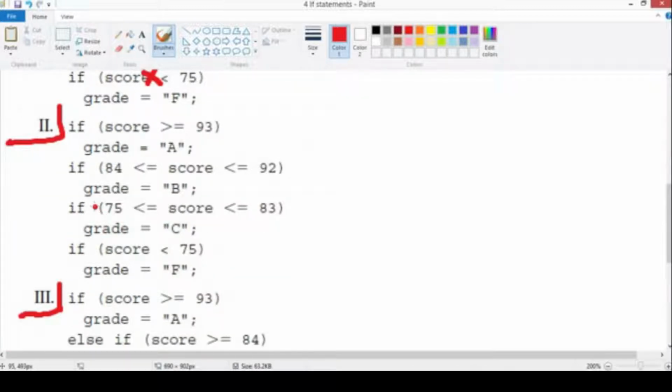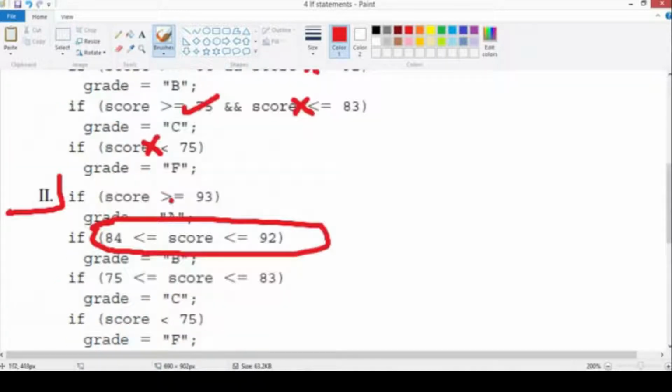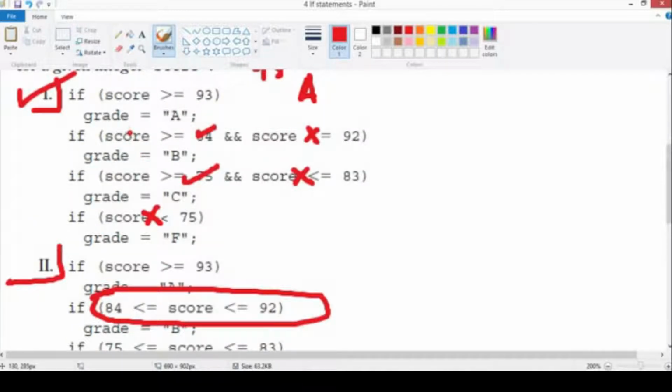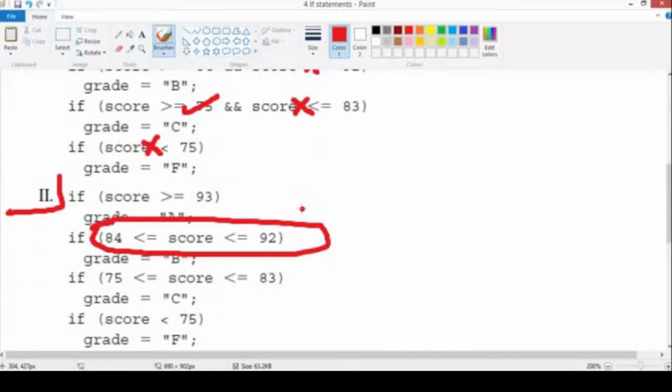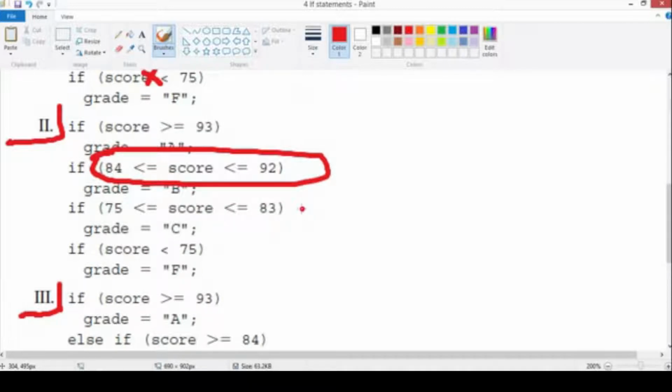No, it isn't. It's garbage. So look at this thing here. This looks a lot like this if statement up here, because if 84 is less than or equal to score, it's the same as saying if score is greater than or equal to 84. And if score is less than or equal to 92, well, that's literally what was written up there before I put an X over it. So that would be fine in pseudocode.